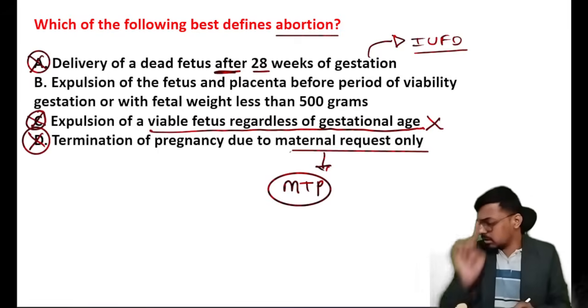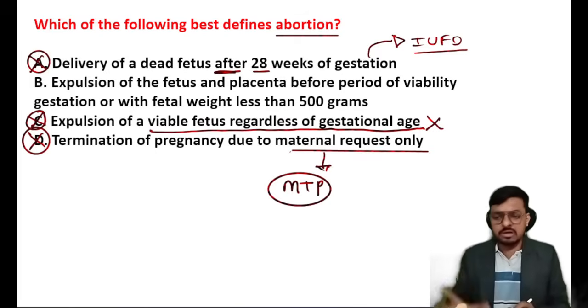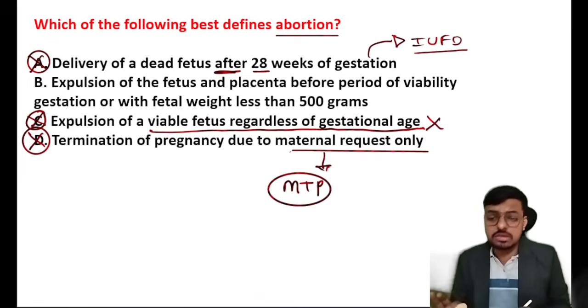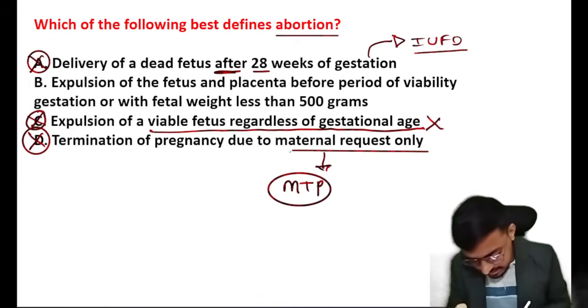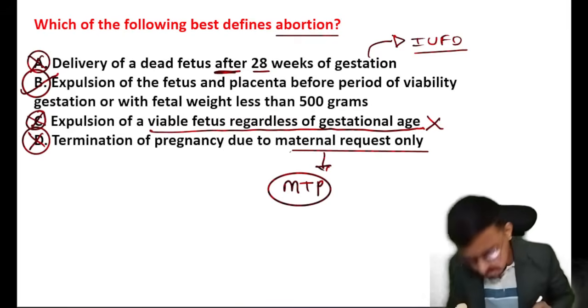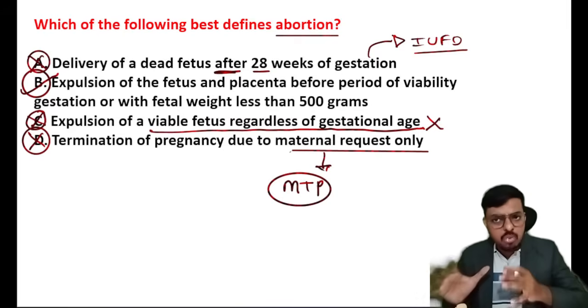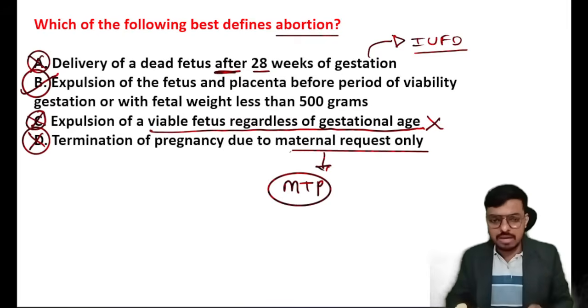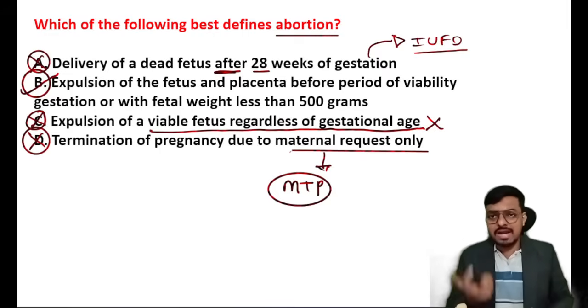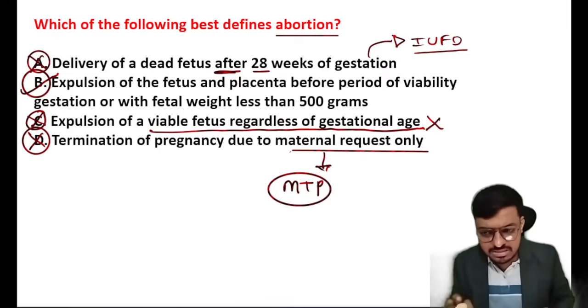Then comes option B, and many of you have given the correct answer. That's the expulsion of the fetus and placenta before the period of viability or with fetal weight less than 500 gram. Okay, so this is the correct answer. The correct answer for this first question goes to option B. Yes, if the fetus is coming out of the uterus before the period of viability, or before gaining 500 gram of weight, we call that abortion.